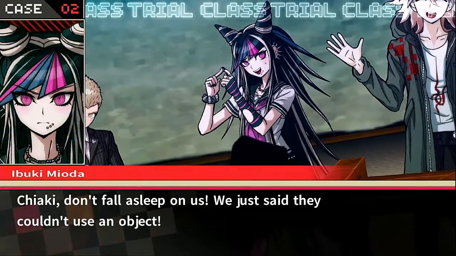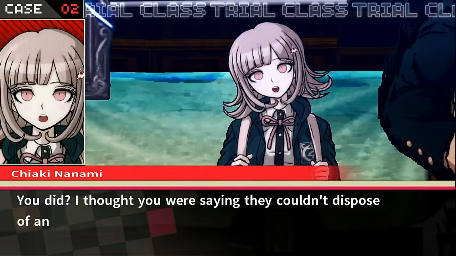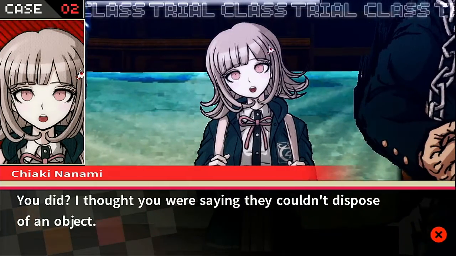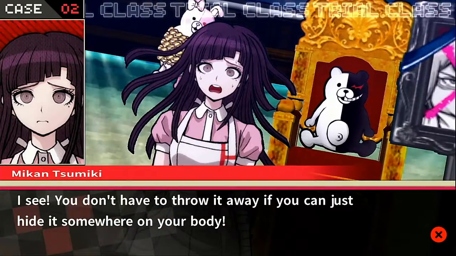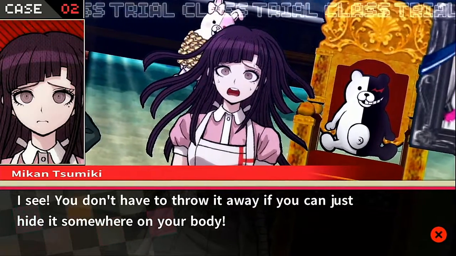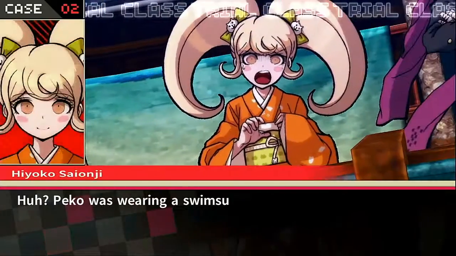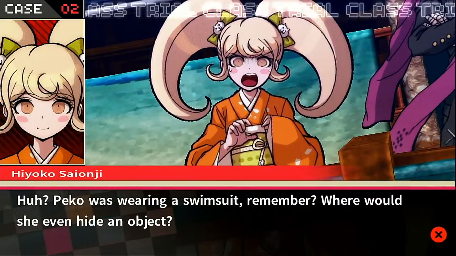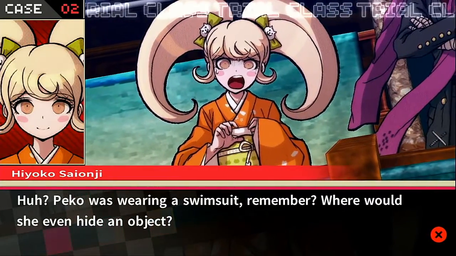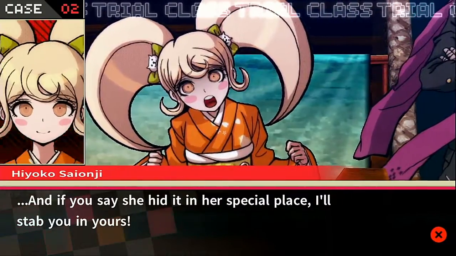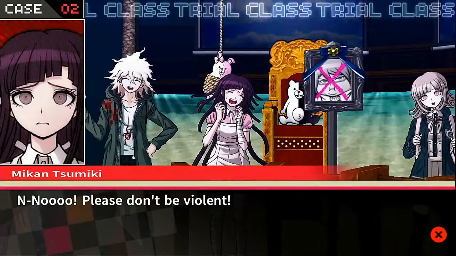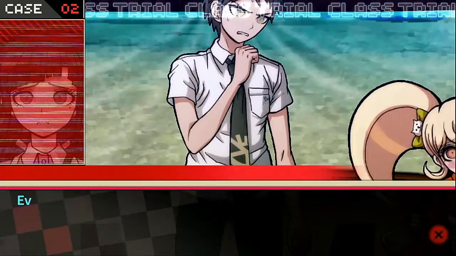Chiaki, don't fall asleep on us! You did? I thought you were saying they couldn't dispose of an object. I see! You don't have to throw it away if you can just hide it somewhere on your body. Huh? Peko was wearing a swimsuit, remember? Where would she even hide an object? And if you say she hid it in her special place, I'll stab you in yours! No! Please don't be violent!